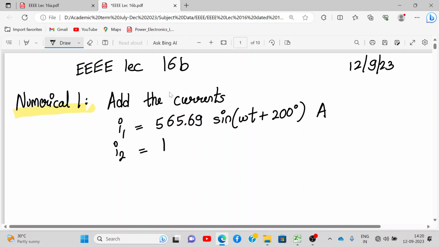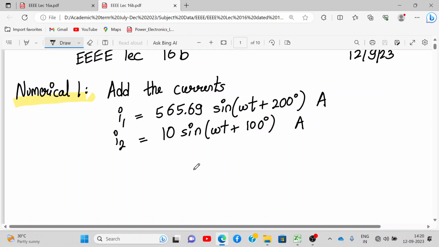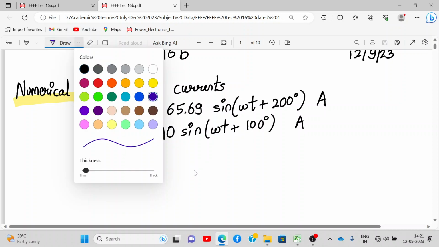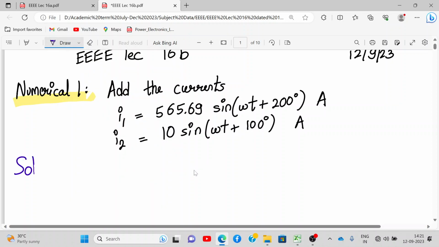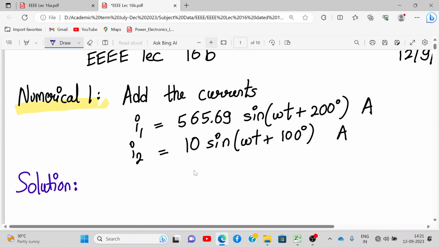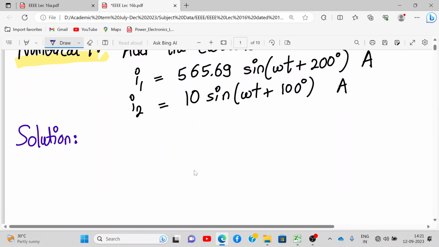I2 is 10 sine omega t plus 100 degrees. Now do you understand what is that plus 100, plus 200? Phase angle. And what is this 565.69? IM. You got it now. So let's start solving right away. So please be along with me. If you find something difficult, please let me know. I'll expand it even further so that we have clarity over here.